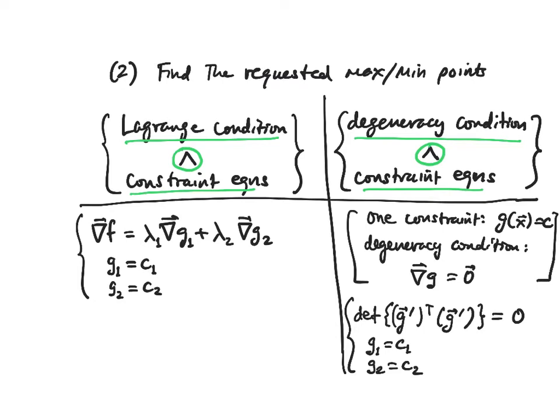Now here there's a new notation that I haven't used up to now: vector g. What I mean by the vector g is just the function whose two component functions are g1 and g2, so it's a vector-valued function. It has a Jacobian derivative matrix, g prime. You take that matrix, multiply it by its own transpose, and then take the determinant.